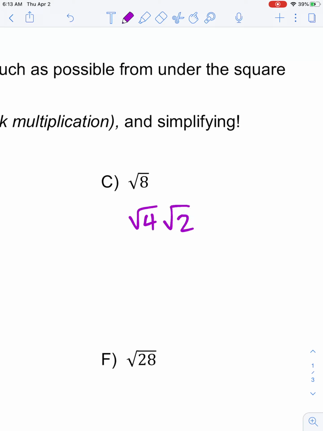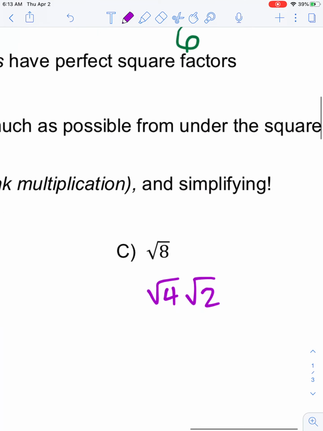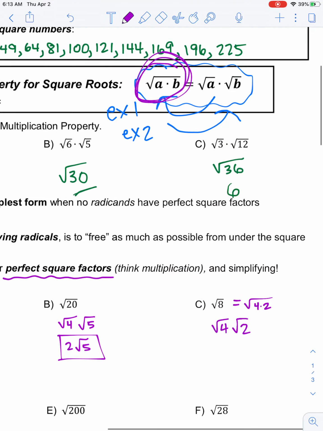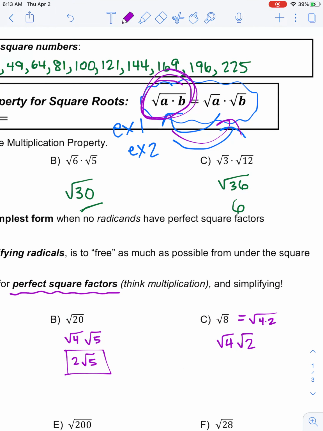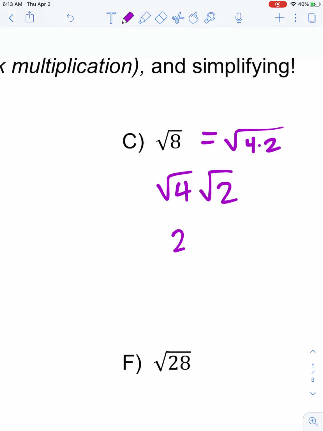So I could break up 8 with 4 times 2, which means root 8 is root 4, root 2. Once again, I'm just using the property above, where I am now starting with one number under the root, breaking it up like this. I'm just changing 8 to 4 times 2, then separating the two roots, root 4, root 2. So to finish this problem, root 4 is a 2, root 2 stays root 2, and my answer is 2 root 2.